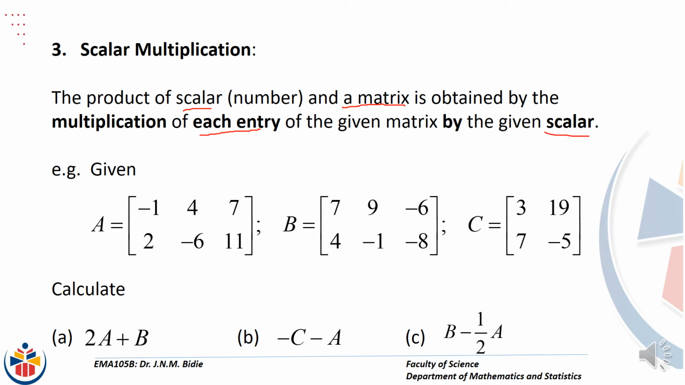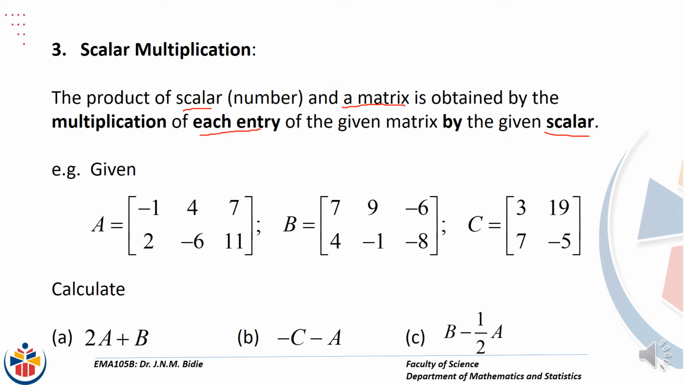Calculate. For A, we're supposed to calculate 2 times A plus B. Remember, addition requires matrices to be having the same size, and then we add the corresponding entries. So that means now A has to be multiplied by 2. So according to scalar multiplication, each entry must be multiplied by 2. So it's 2 times -1 plus 7.